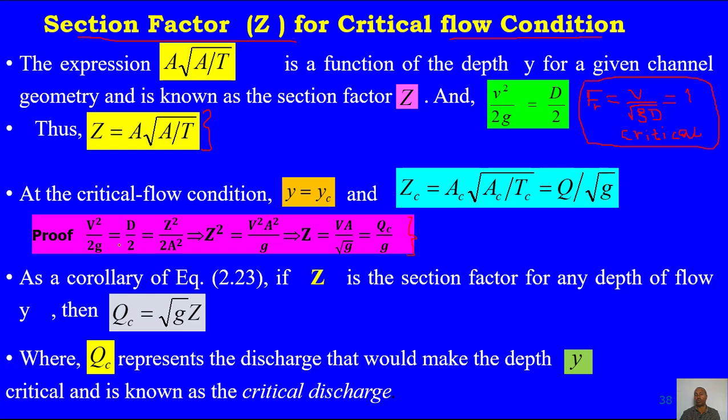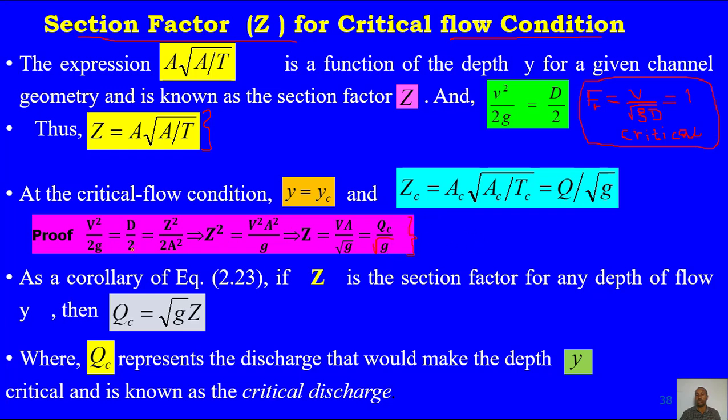We have V square over 2G is equal to D over 2 at critical state. Then you can substitute Z square over 2A square. Then finally, you have Z square will be V square A square over G, which implies Z is equal to velocity times area, then square root of G. Then squaring both sides and taking the square root, Z is equal to Q divided by square root of G, which is the general equation for section factor. So this is the proof of how you arrive at Q divided by square root of G.